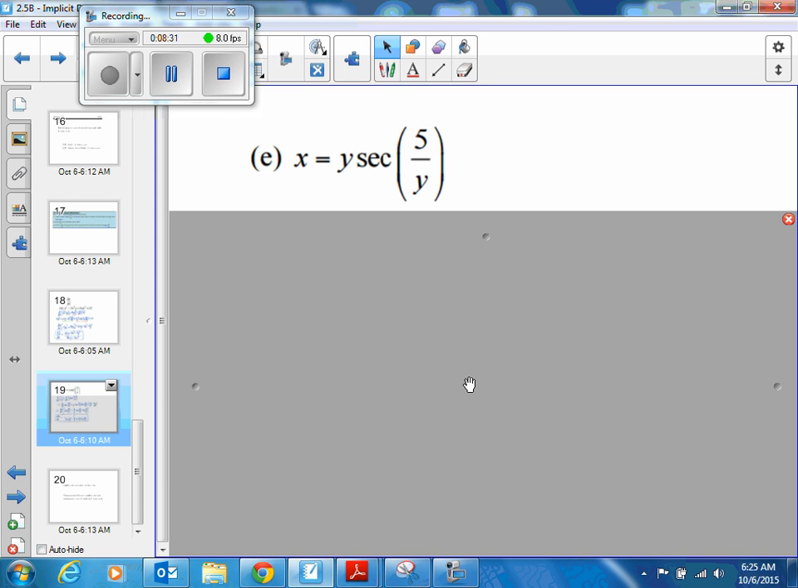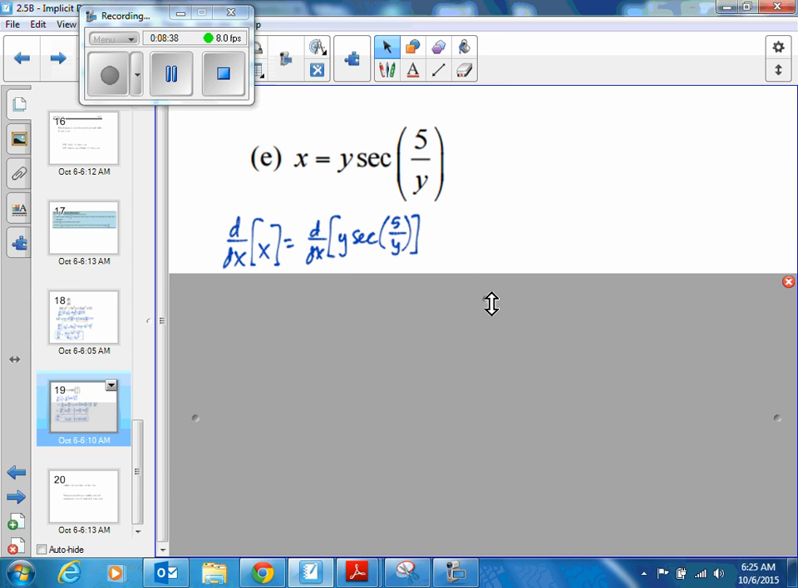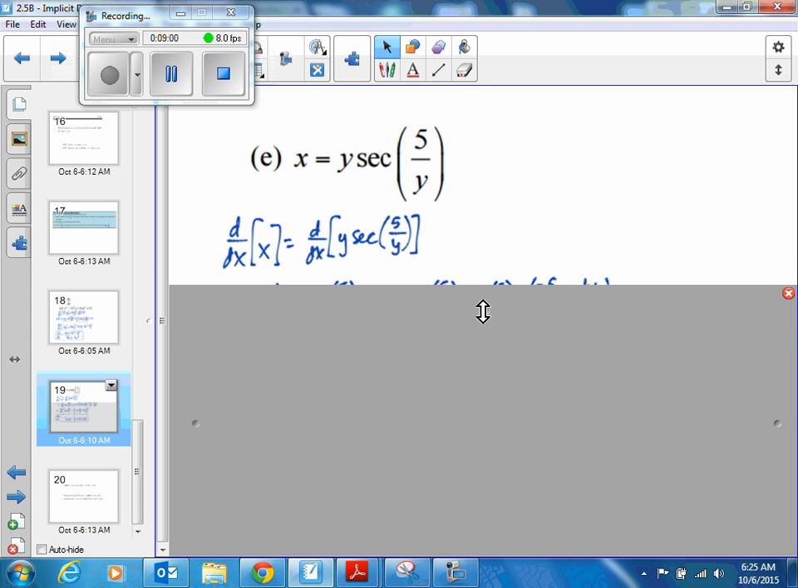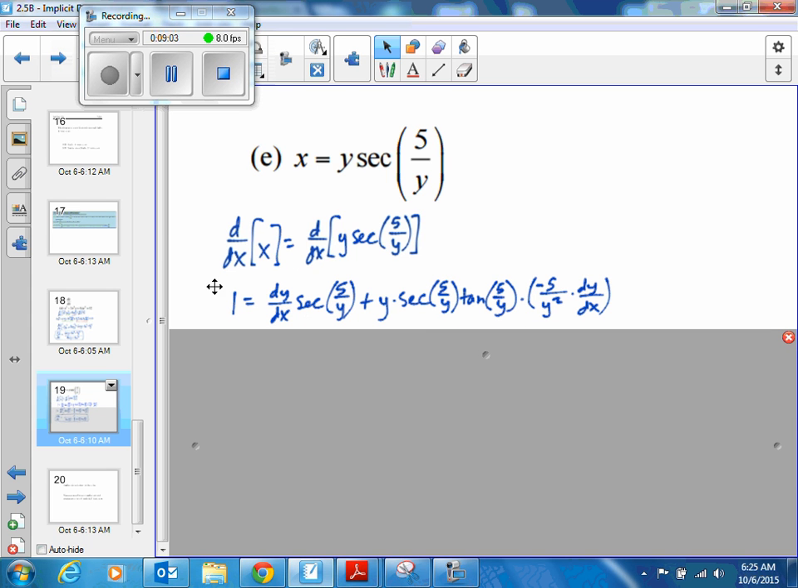Okay, one more example here. Same instructions, let's find dy/dx. So we're going to take the derivative with respect to x of both sides. So I'm going to go ahead and write that out. That lets me know exactly what I'm doing. If I look on the left-hand side here, derivative with respect to x of x, well, that's real straightforward. That's just 1. And then I look on the right-hand side, I see I've got y times secant of 5 over y. So that's going to be a product rule right there, y times secant of 5 over y. So I'm going to need to use the product rule. So left-hand side, I just get 1. Let's go through this right-hand side together.